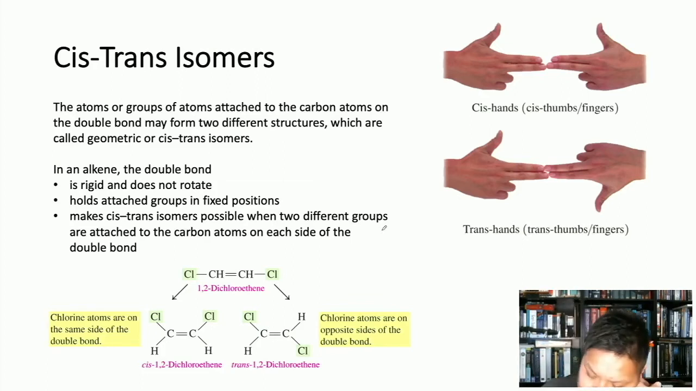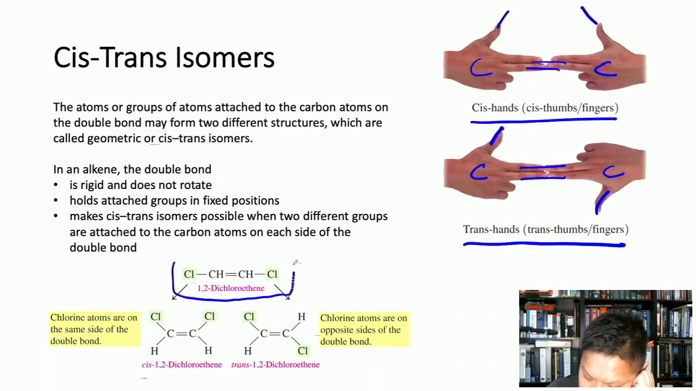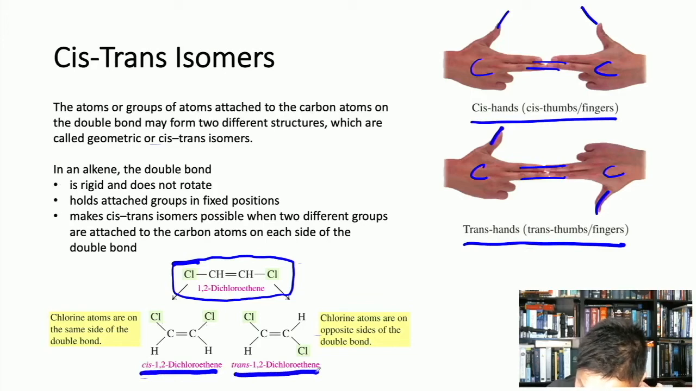And as you can see by the drawing of the hands here, cis hands means that the thumbs are on the same side. Whereas trans hands means that the thumbs are on opposite sides, right? Imagining that this is the double bond right here and this is the carbon. So let's take a look at 1,2-dichloroethene as the example. This particular condensed formula can be expanded into these two formulas, cis 1,2-dichloroethene and trans 1,2-dichloroethene, right?